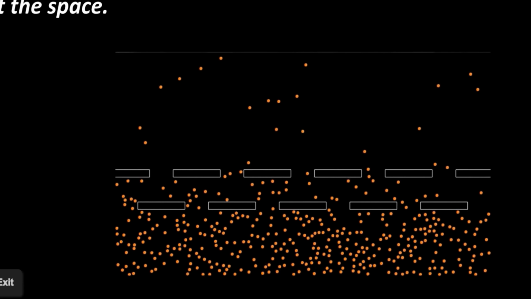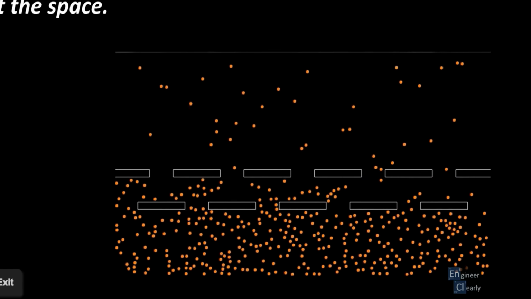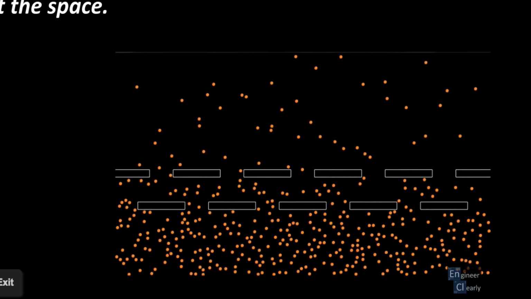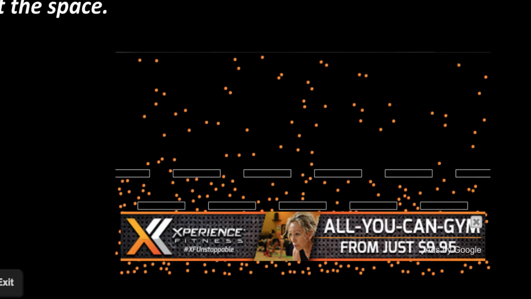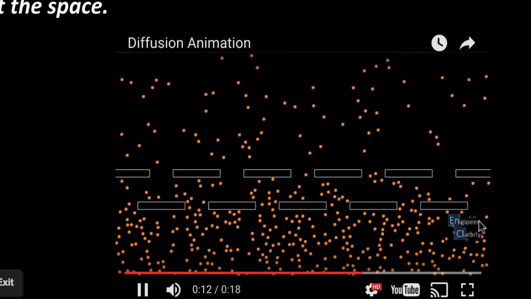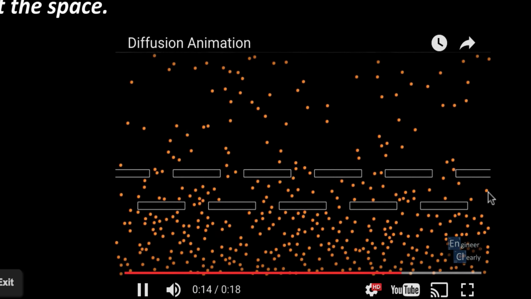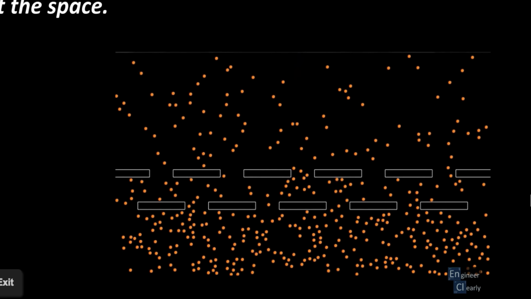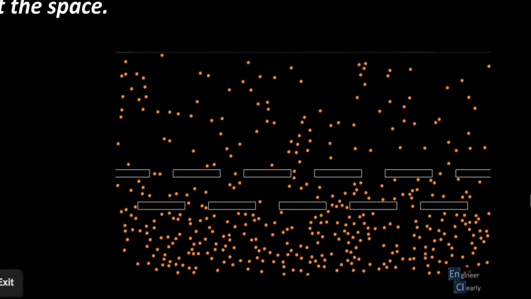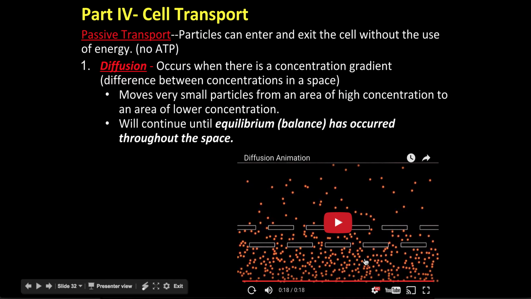These orange things could be molecules or particles, and they're going to continue to move through those rectangles, which we could call our cell membrane, until there's some kind of balance. So this will stop just short of it, but you can see there's a tendency overall to get movement from down here in the high concentration area up into the low concentration.